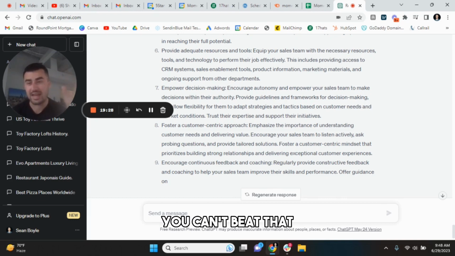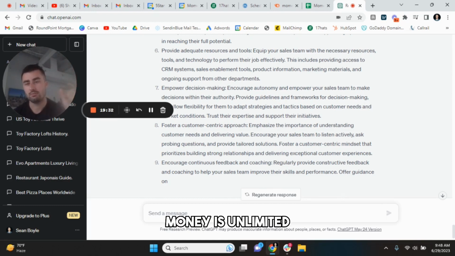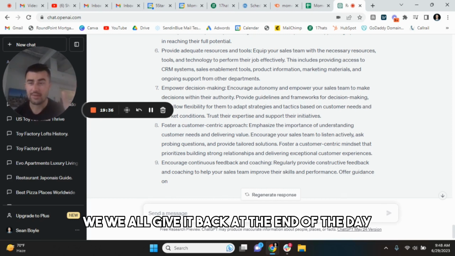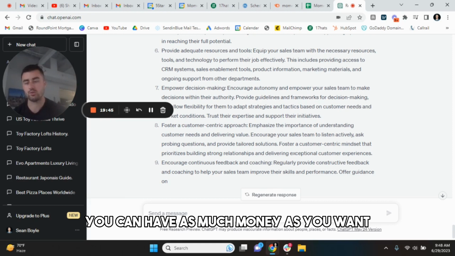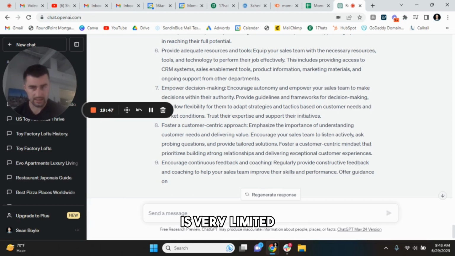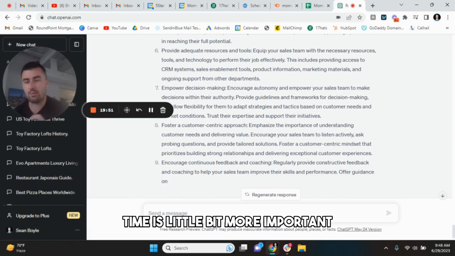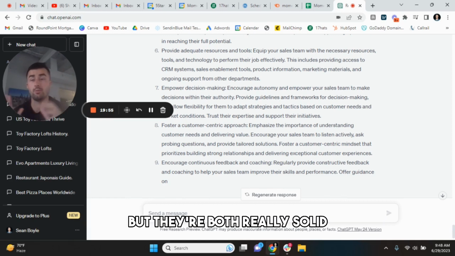Both are pretty solid. You can't beat that. But OPT, time is just such a finite resource. Money is unlimited. You can make as much money as you want. We all give it back at the end of the day when our time is expired. But time is that finite resource. Time, on the other hand, is very limited. All right, so that's why I like to say time is a little bit more important. OPT is a little bit more valuable than OPM, but they're both really solid.